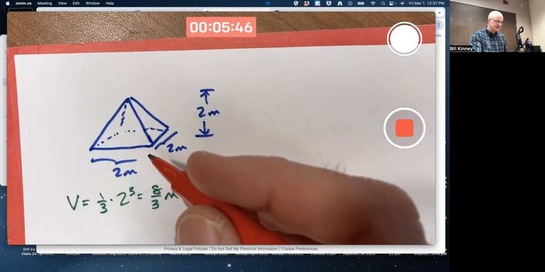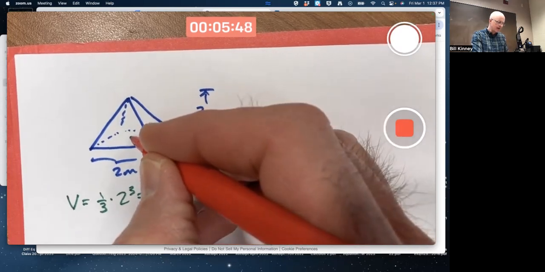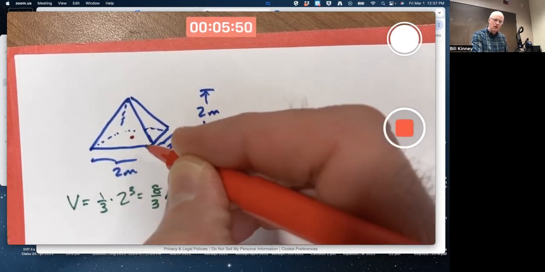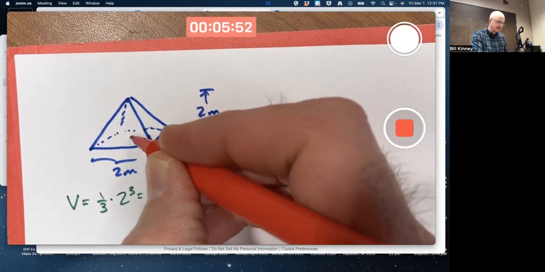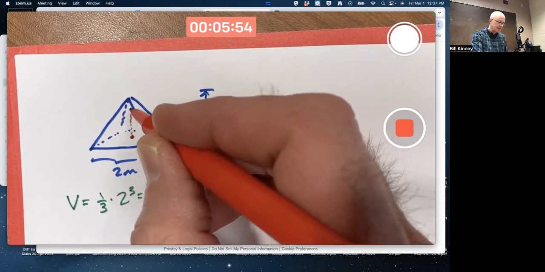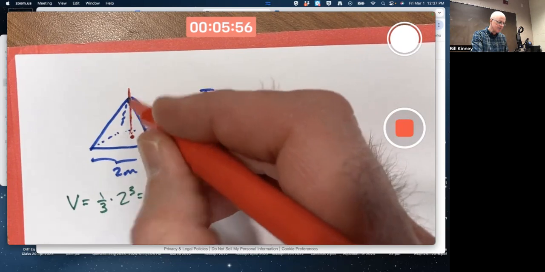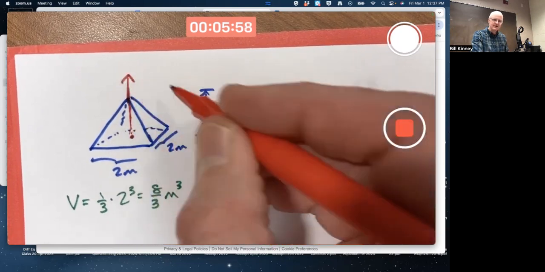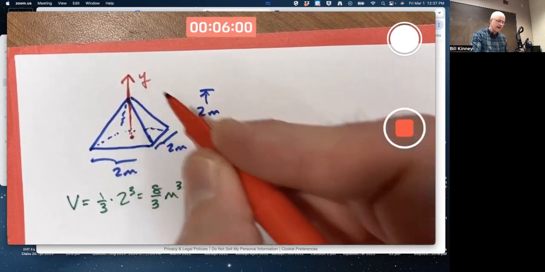You don't have to do this, but I will do it anyway. I'm going to draw in a vertical axis here with the origin at the midpoint of the square there, going up through the top of the pyramid. And since it's a vertical axis, I'll call it Y.